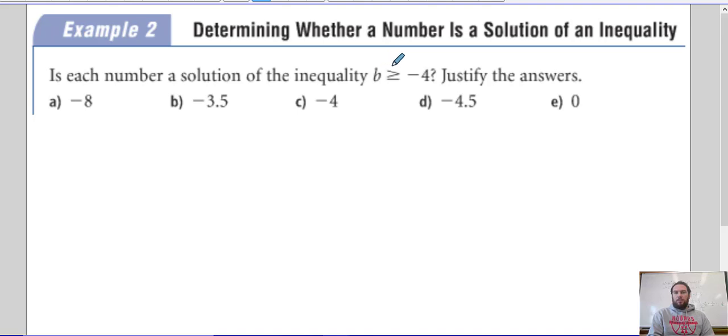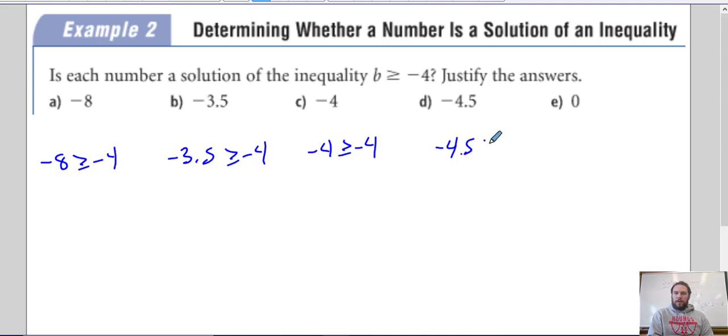So B greater than or equal to -4. What that means is if I take these numbers and plug them in: -8 greater than or equal to -4, and -3.5 greater than or equal to -4, and -4 greater than or equal to -4, and -4.5 greater than or equal to -4, and then finally 0 greater than or equal to -4, right? We simply have to check the validity of the statement. Is it true? Yes or no? So is -8 greater than or equal to -4? No.